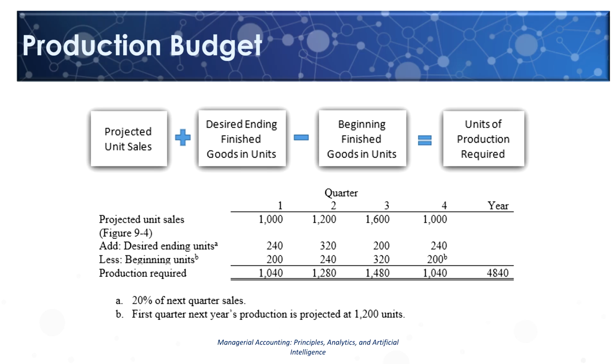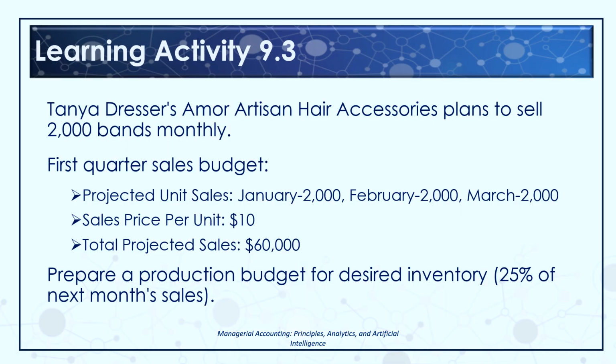We subtract for that beginning inventory units, which is the ending inventory from the prior quarter. So the first quarter will have to be given that information or know that information from the fourth quarter of the prior year. Now complete learning activity 9.3.